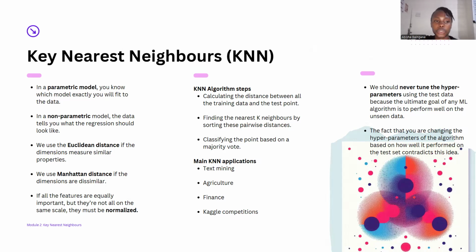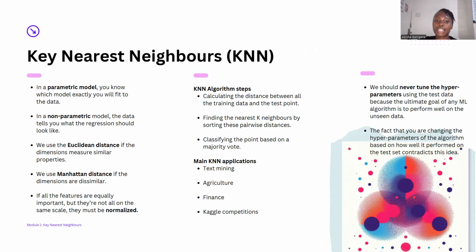Moving on to module 2, which is k-nearest neighbors, or what we call KNN. We are going to look at parametric models as well as non-parametric models. In a parametric model, you know which model exactly you will fit to the data, whereas in a non-parametric model, the data tells you what the regression should look like. Then moving on to the distance, we have Euclidean and Manhattan. Euclidean is used when the dimensions measure similar properties, whereas Manhattan is dealing with dissimilar properties.